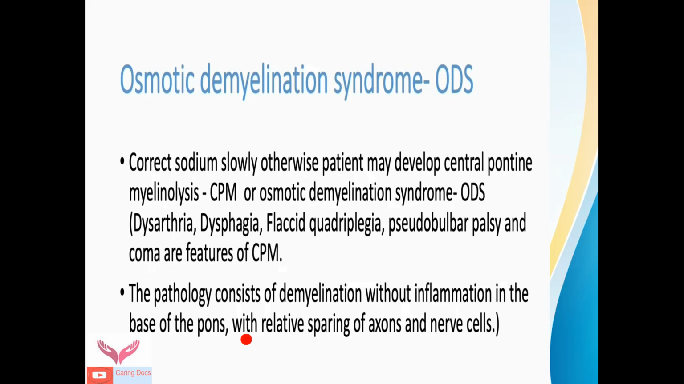The patient may have dysarthria, dysphagia, flaccid quadriplegia, pseudobulbar palsy, and coma. What happens here? There occurs rapid demyelination without inflammation in the base of the pons, with relative sparing of the axons and the nerve cells.